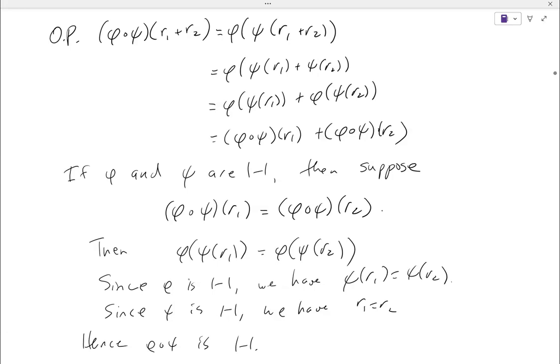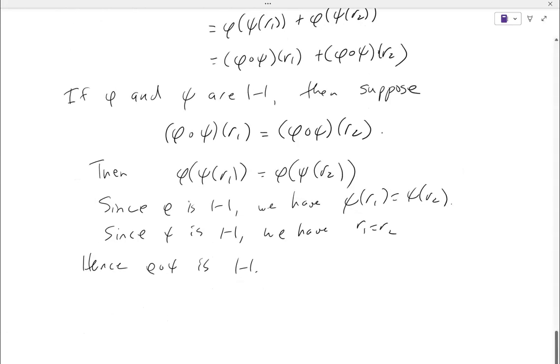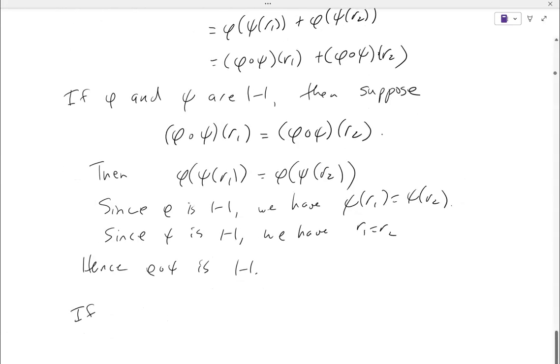Did that have anything to do with them being homomorphisms, by the way? No. This is just a statement about functions, right? And so onto will also just be a statement about functions. So let's say phi and psi are onto. If I want to show that just a function is onto, how do I start that?